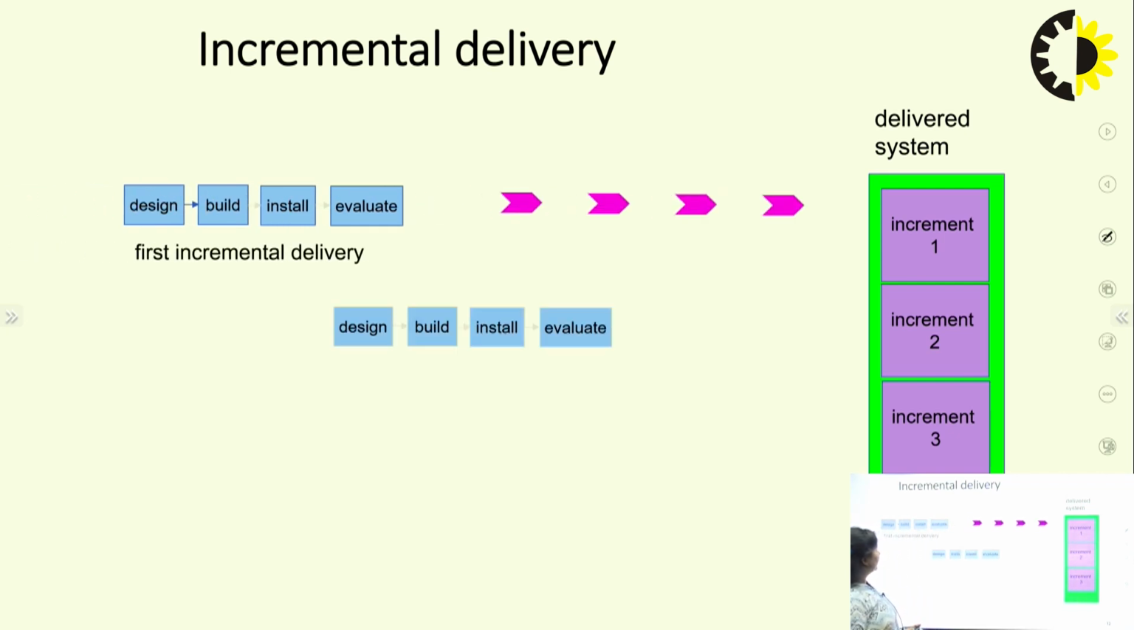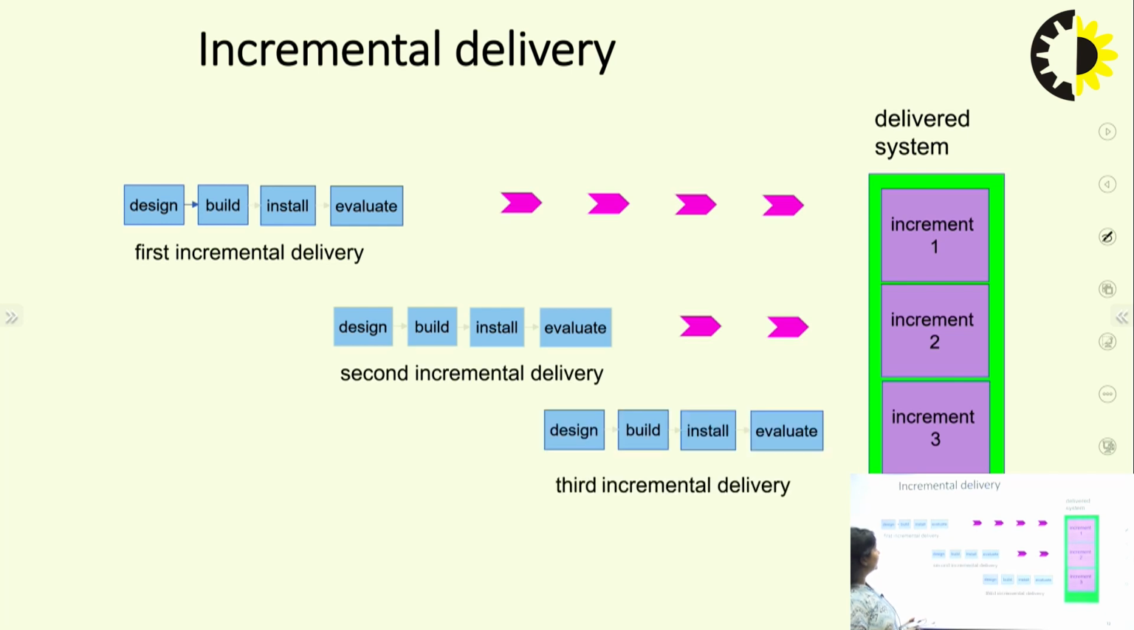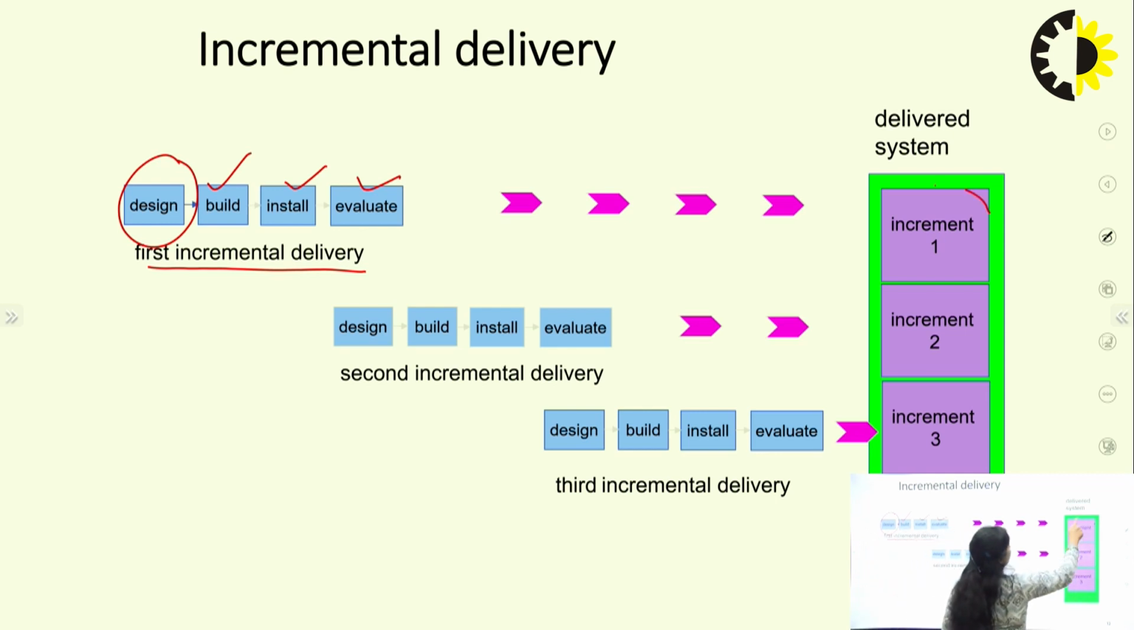Similarly, we have the same model: design, build, install and evaluate. So this is the first incremental delivery. A small prototype has been built for that design, build, install and evaluate. Now this whole module forms the first increment.